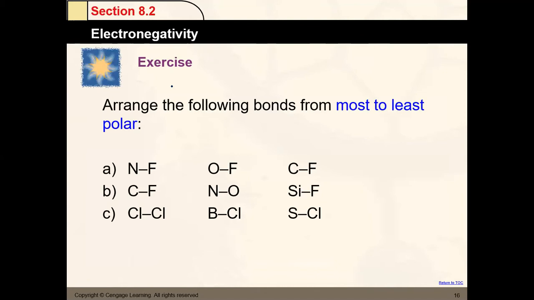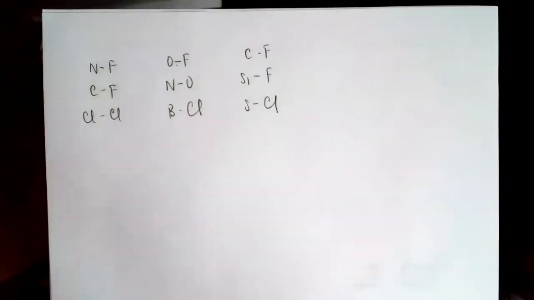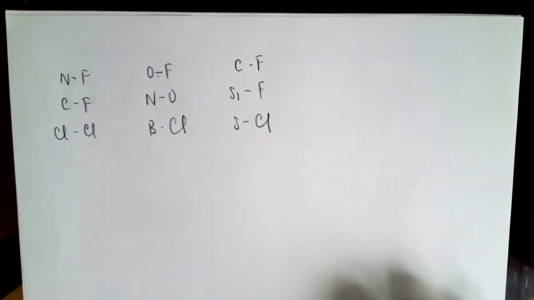Most to least polar, right? So we have nitrogen fluoride. Let me write it on this piece of paper. I will do at least two of them. OF, NO, BCl. Just in case, I write the last one. So what do we have in here? They want us to arrange from the most polar to the least polar for this particular problem.